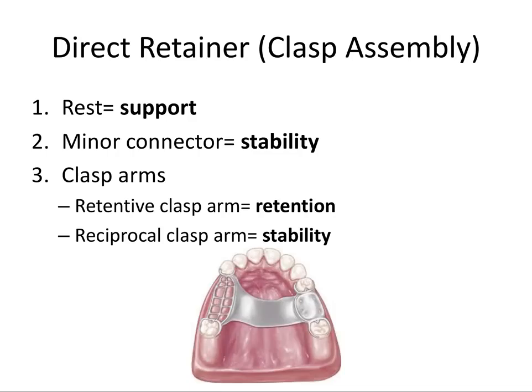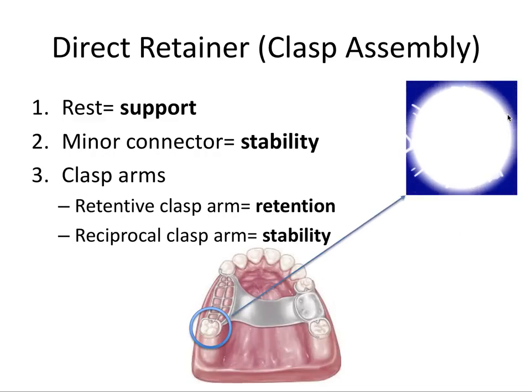So let's get started. So we talked about the indirect retainer in the last video, which is typically a rest that's located anterior and perpendicular to the axis of rotation, and this is the counterpart, the direct retainer. The direct retainer is sometimes also called the clasp assembly. Well, there's a lot on this slide, so I want to zoom in to the direct retainer first. An example of a direct retainer would be this.